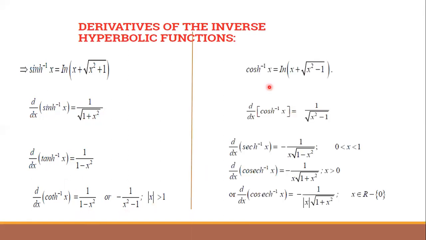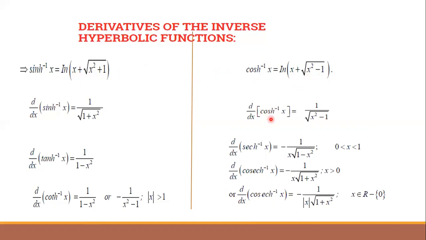We note the value of cos hyperbolic inverse of x is log of x plus square root of x square minus 1. Sine hyperbolic inverse is log of x plus square root of x square plus 1, and cos hyperbolic inverse is natural log of x plus square root of x square minus 1.